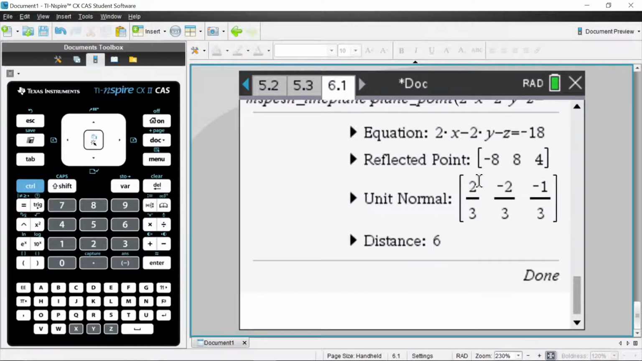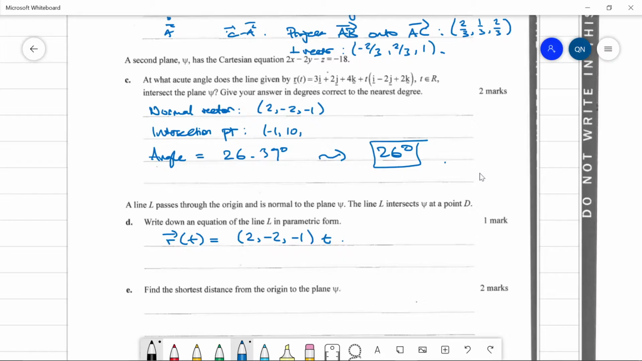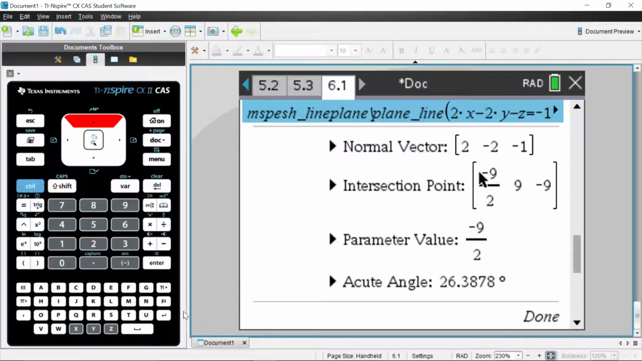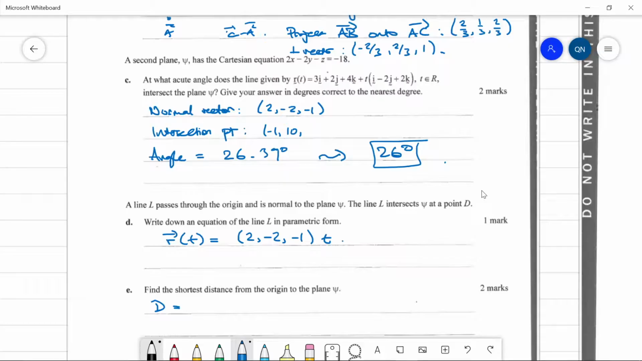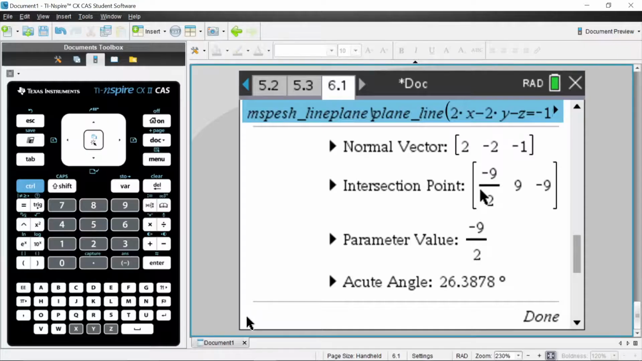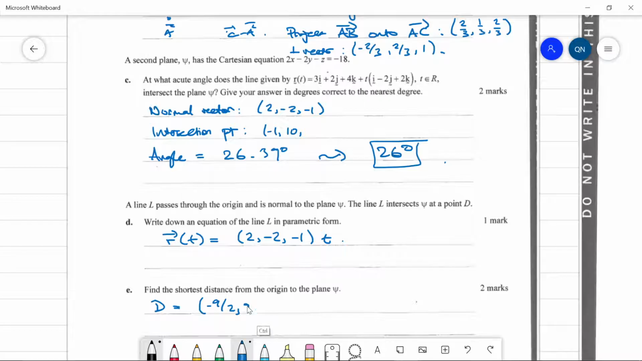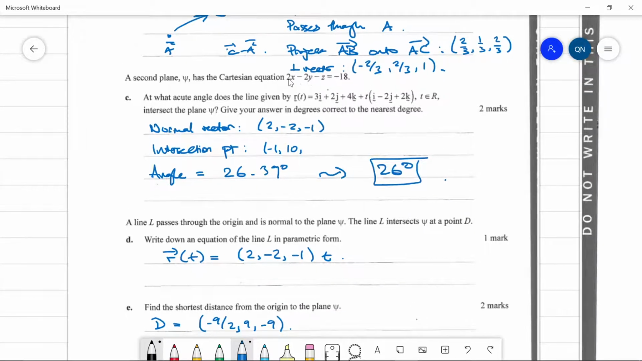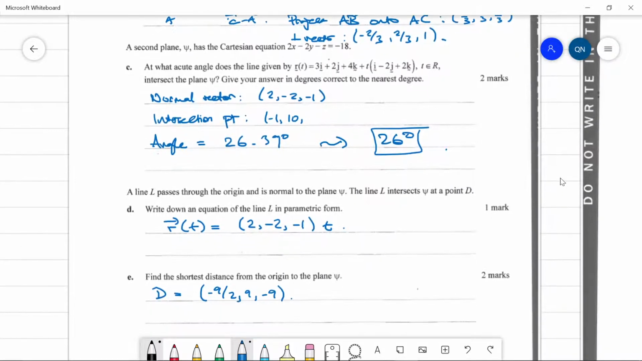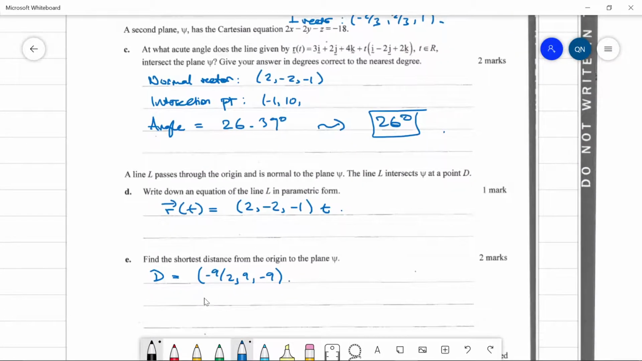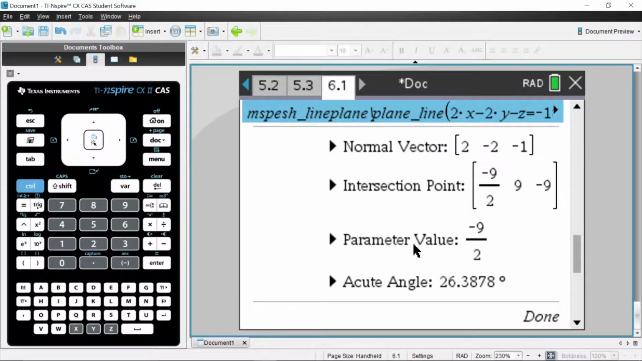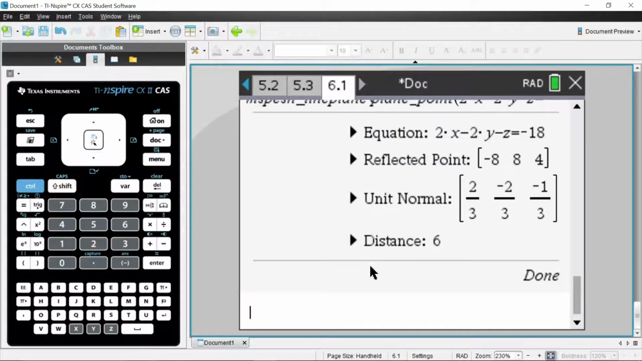Well, you've got the unit normal, and the point D. What is the point D? Well, using the other program before, the point D, the intersection point, was negative 9/2, 9, negative 9. How do you get that? You basically take this line here and solve it simultaneously with this Cartesian equation. I think that's the way to do it. And then you've got the point D here, and you just calculate the norm of this, and it should give you 6. So you can check that.